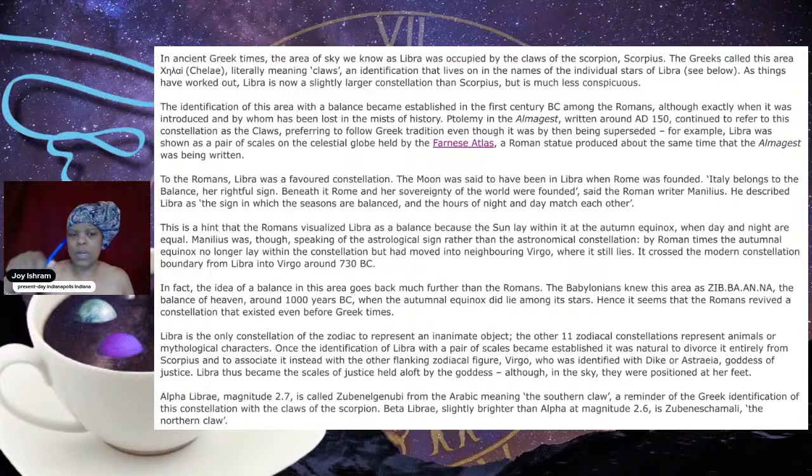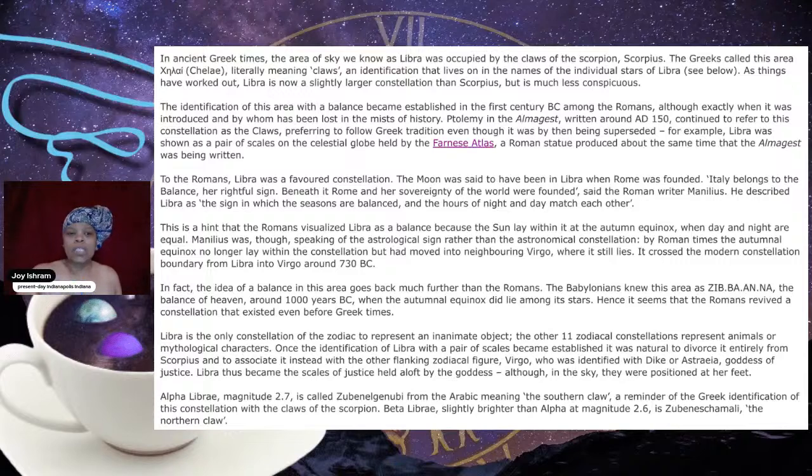But that one constellation that they shut down, took it out of its place, and later want to bring it up, called the 13th sign Ophiuchus. Oh no, that's an animate object. As the other 11 zodiacal constellations represent animals or mythological characters.